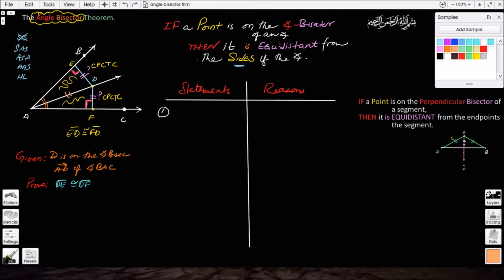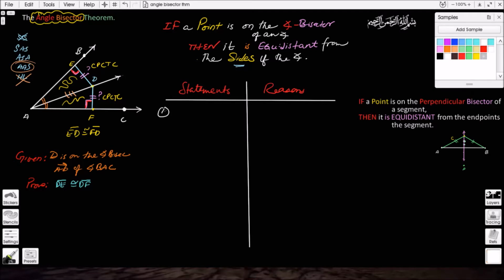So we can't use hypotenuse-leg, but we have the insight that we have one side that reflects a property. Wait a minute, I have angle, and I have angle, and I have side. So I think that's going to work. I can prove the two triangles congruent by angle-angle-side, and then CPCTC. That's how we're going to do it, inshallah.